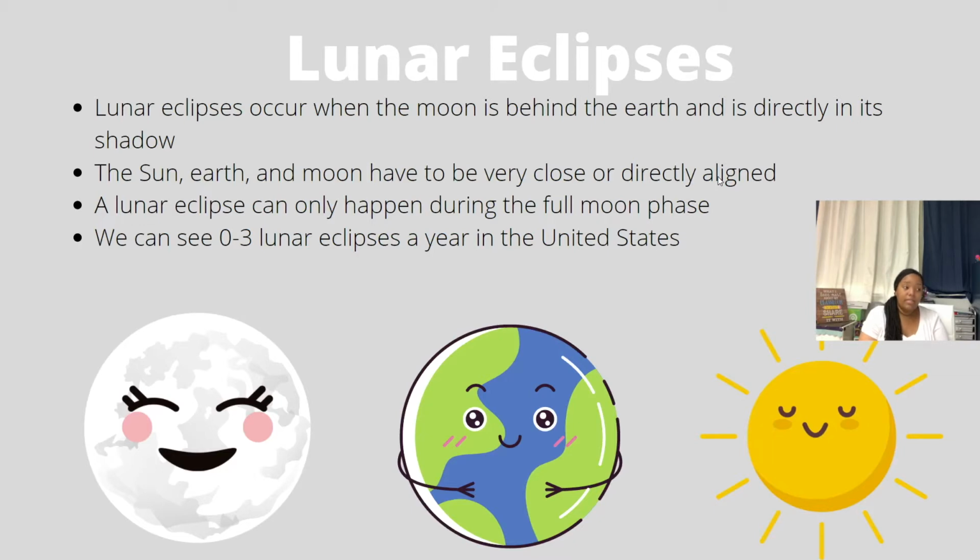A lunar eclipse can only happen during the full moon phase, and they're a little less rare than the solar eclipses because we can see them about 0, so none, to 3 times a year here in the United States, where most of us probably live.